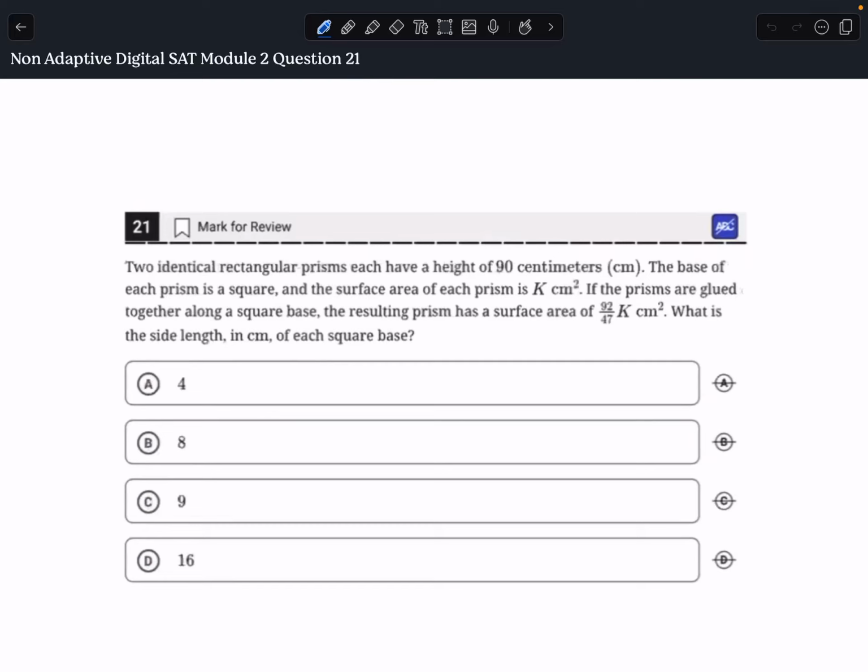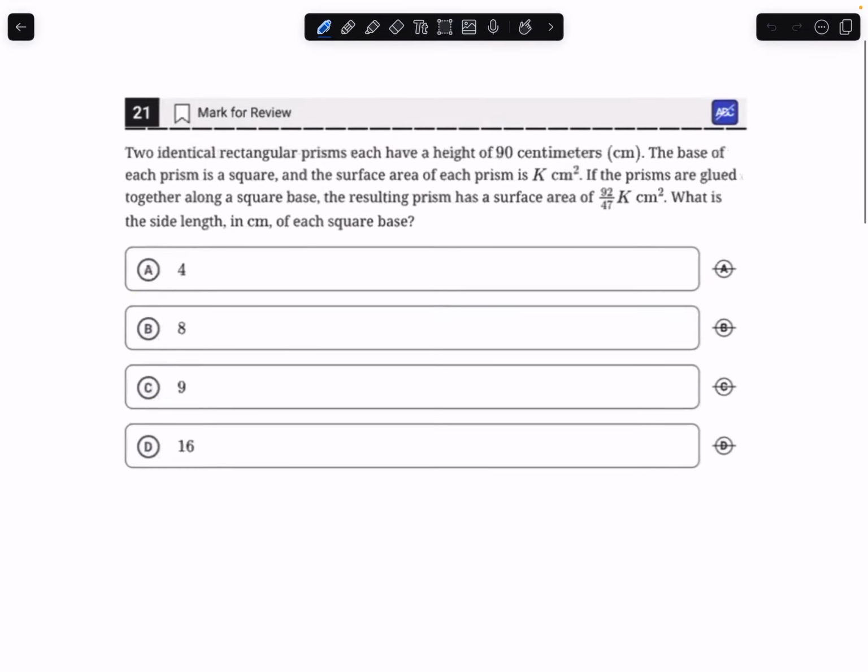This is one of the hardest SAT questions I've ever seen. This is from Non-Adaptive Digital SAT Test 4, Module 2, Question 21. It reads, two identical rectangular prisms each have a height of 90 centimeters. Okay, cool. So we've got rectangular prisms.